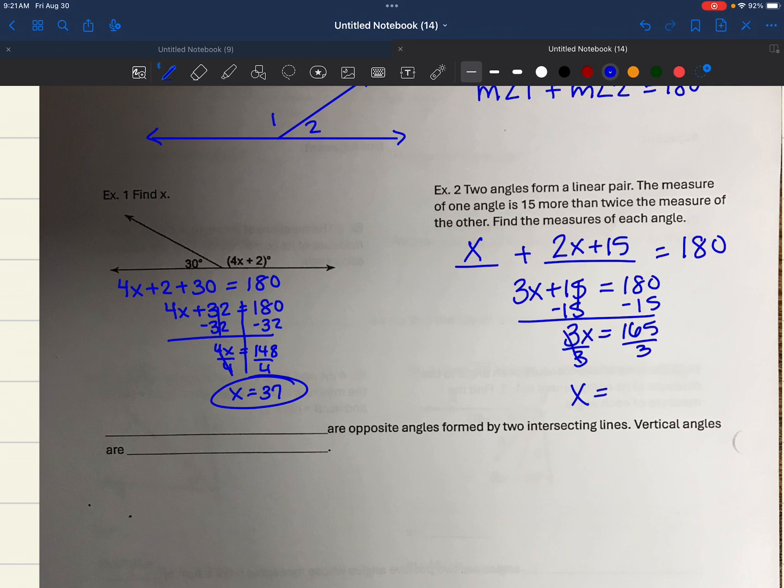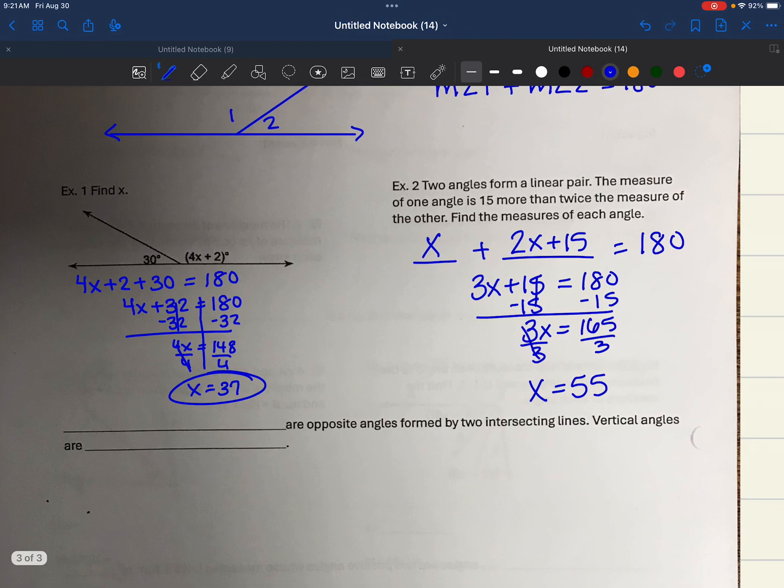So here, what value do we get for x? x is 55. Now it says find the measure of each angle. So did we already find one of the angles if we found just x? Yes, our first angle is 55. The other is 2 times 55 plus 15. So what's 2 times 55? 110. 110 plus 15 is 125.